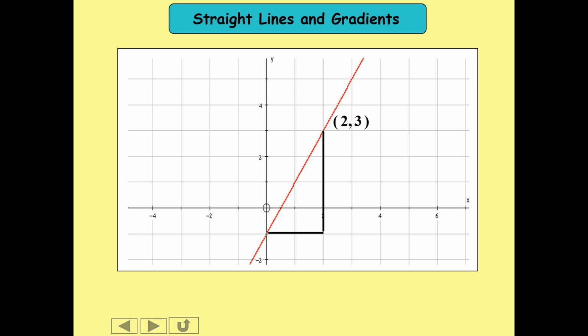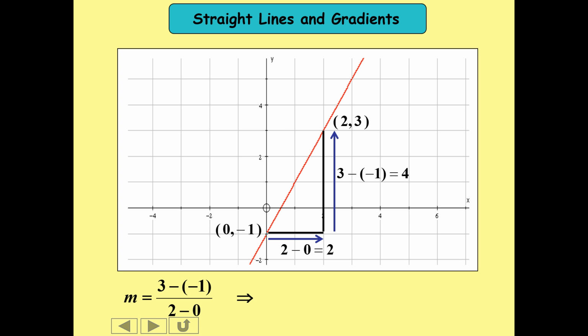Suppose we wanted to find this using 2 points, the points 2, 3 and 0, -1. Well, the run would be represented by the difference in the x values, 2 minus 0, which is 2. And the rise would be represented by the difference in the y values, 3 minus negative 1, which gives us 4. That gives us 3 minus -1 over 2 minus 0, again, which is 4 over 2, or 2.